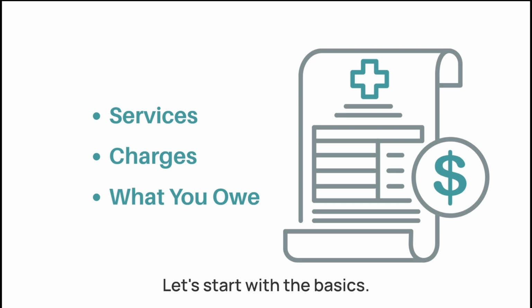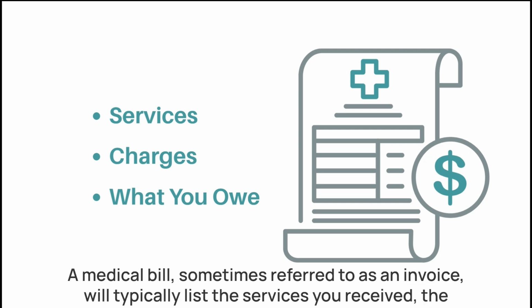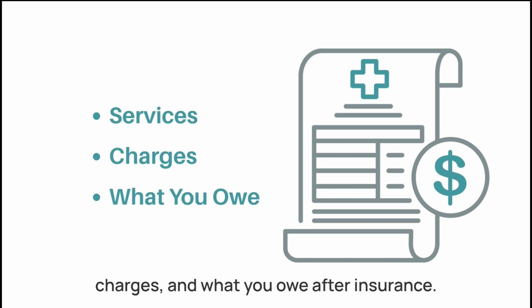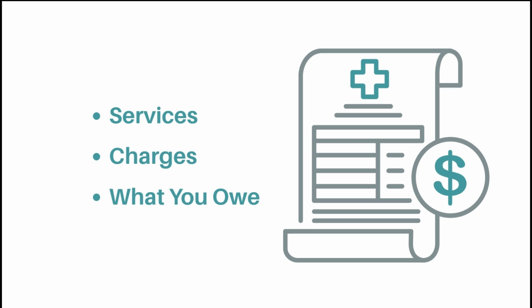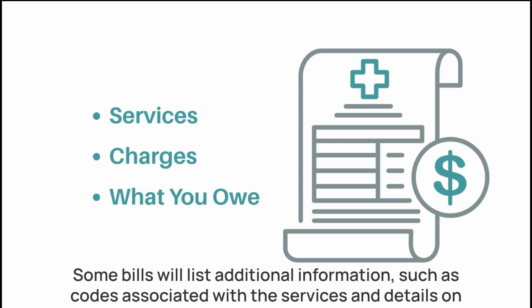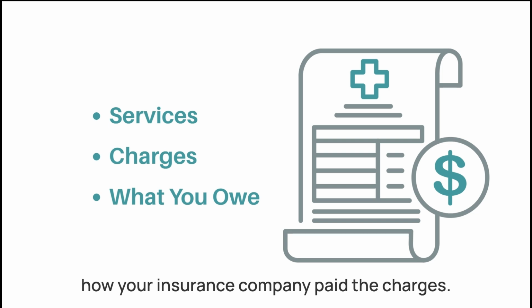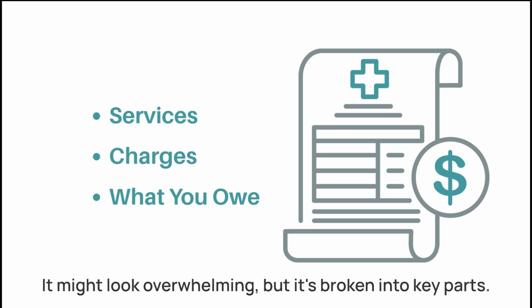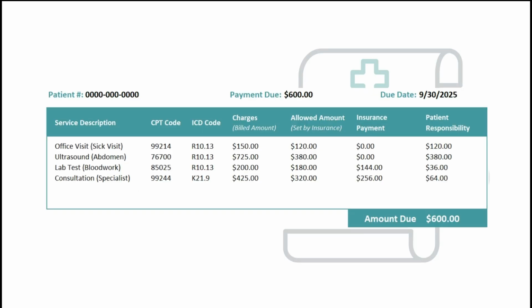Let's start with the basics. A medical bill, sometimes referred to as an invoice, will typically list the services you received, the charges, and what you owe after insurance. Some bills will list additional information, such as codes associated with the services and details on how your insurance company paid the charges. It might look overwhelming, but it's broken into key parts. Let's take a look at a sample bill.